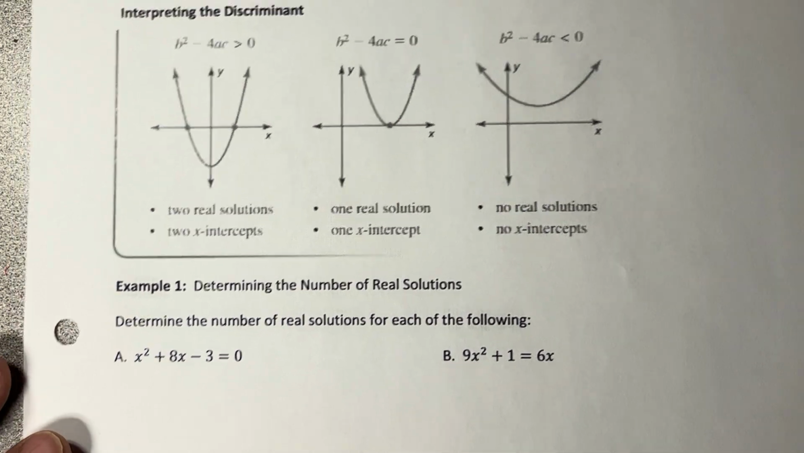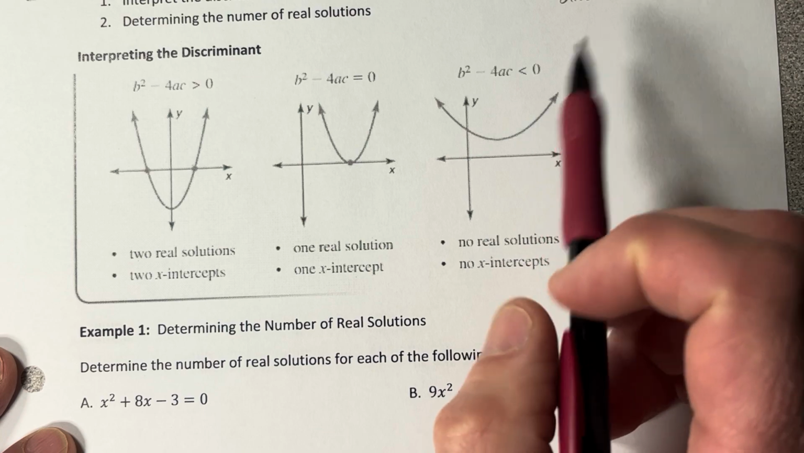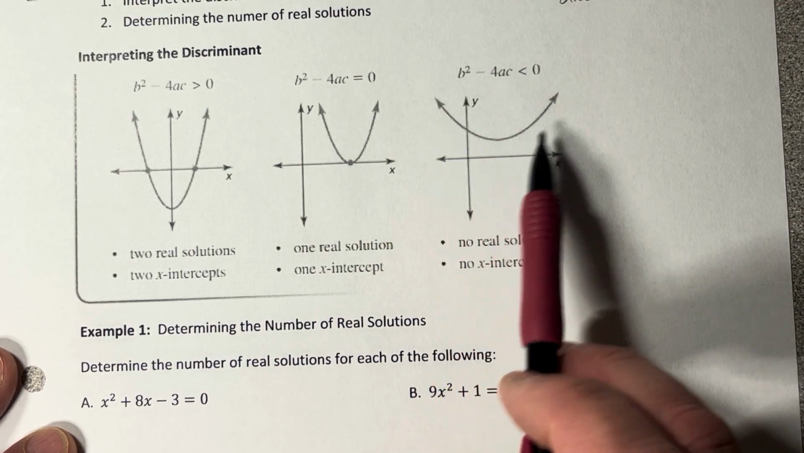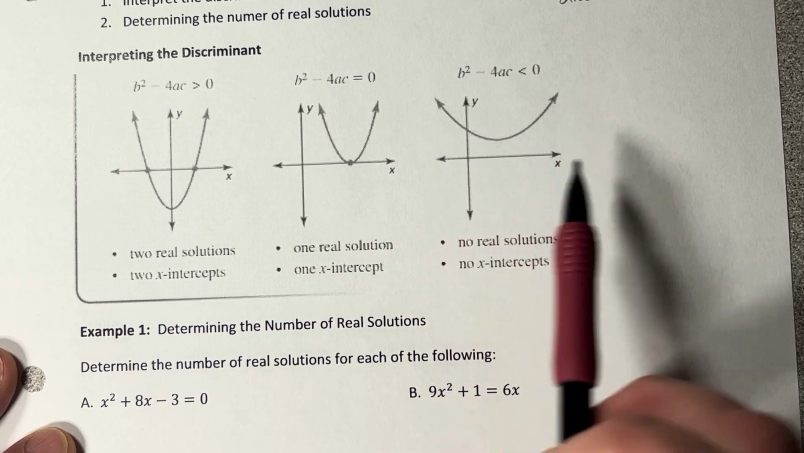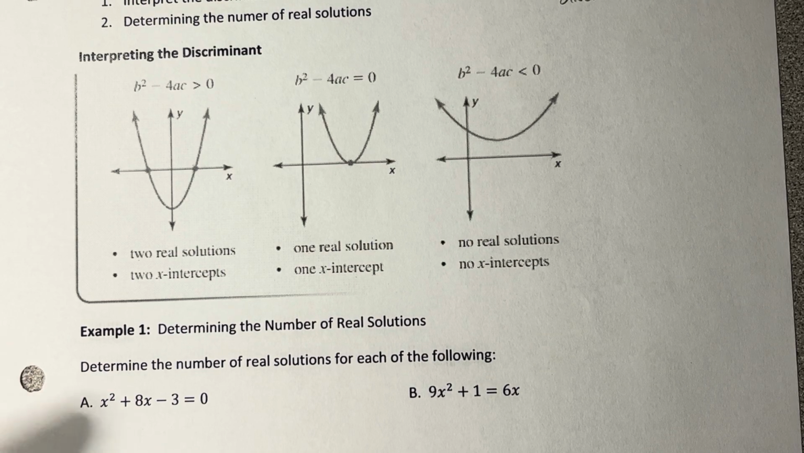And then finally, if it's less than 0, if it's negative, you're not going to get any real solutions, and the graph would be a parabola that does not cross the x-axis, which is pretty cool. There's no x-intercepts. All right.